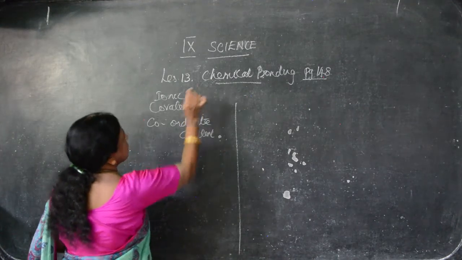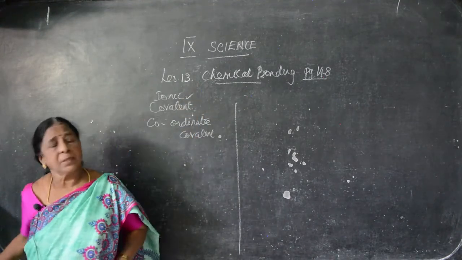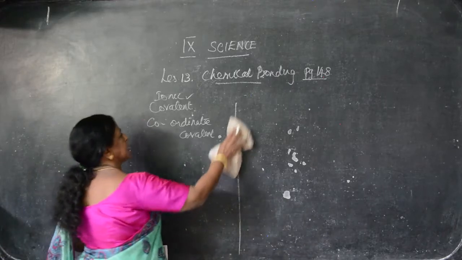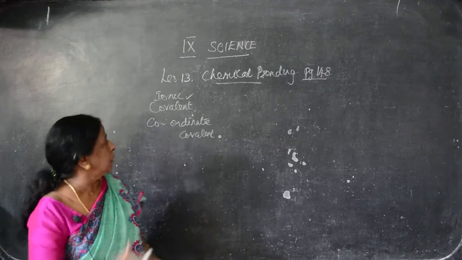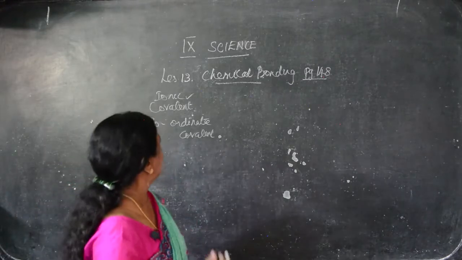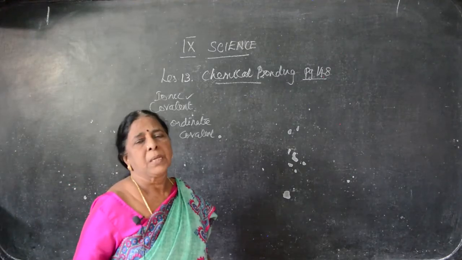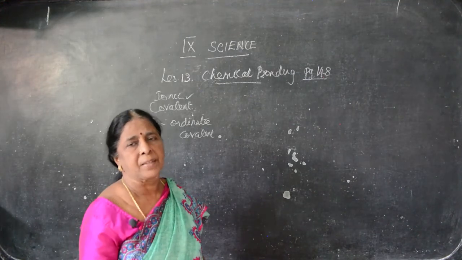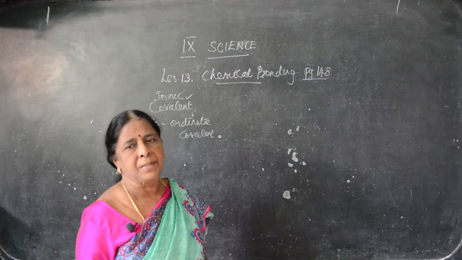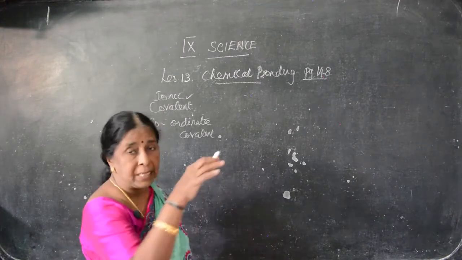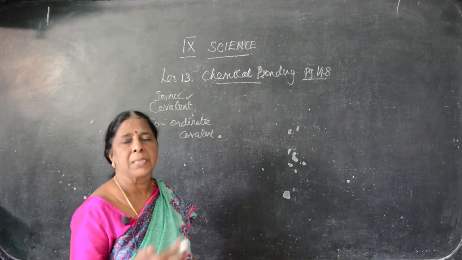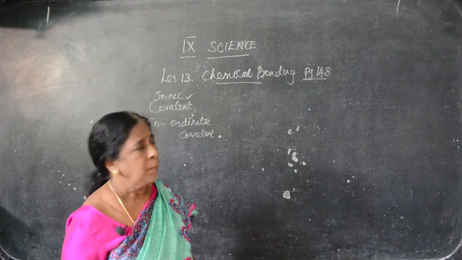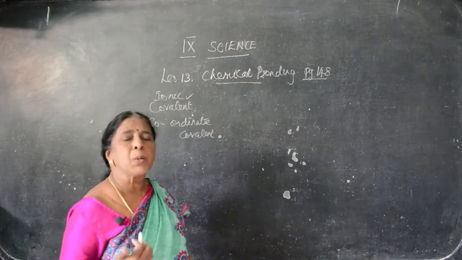In this, we have seen already the ionic bond: how the ionic bond is formed, what are the examples, what are the characteristics, everything we have seen. Now we have to go for covalent bond. Ionic bond is where they entirely transfer the electrons. Before that I gave the structure of atom also: electron is negatively charged, proton positively charged.